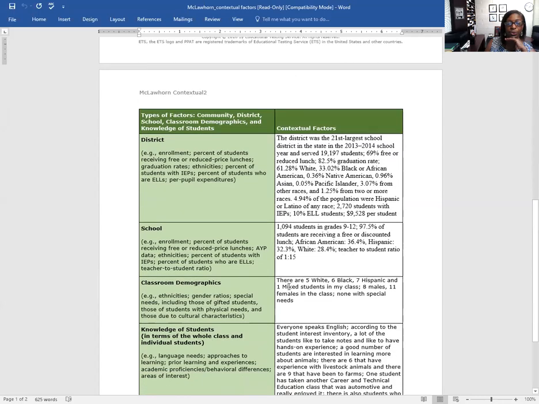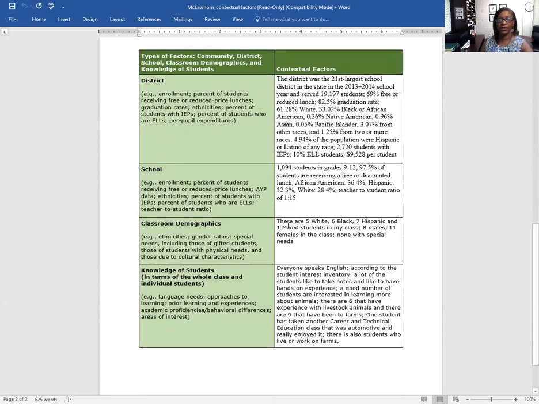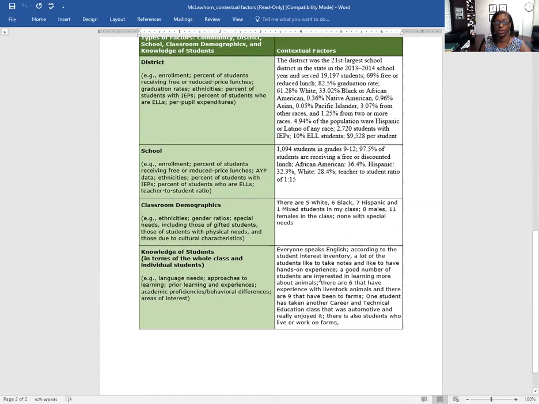It talks about the school. There are 1,094 students in that school, and it lists them out by ethnicity. Classroom demographics: there are 5 white, 6 black, 7 Hispanic, and mixed students, okay? And then he went on to talk about the male and the female population. Oh, none with special needs, that's a blessing.